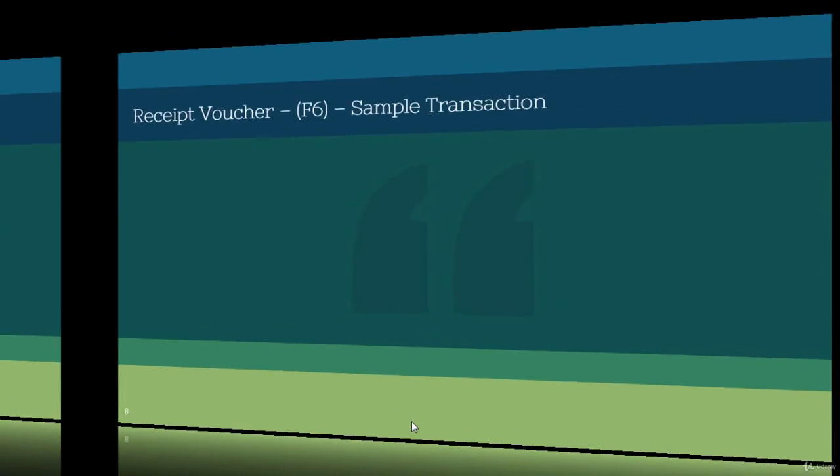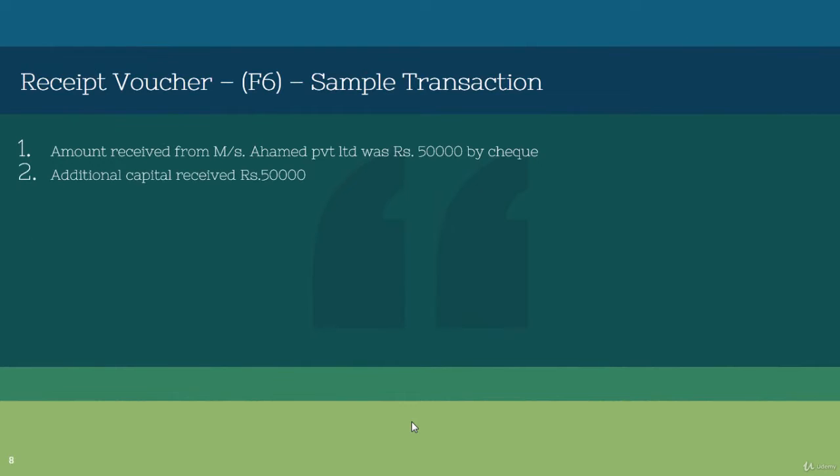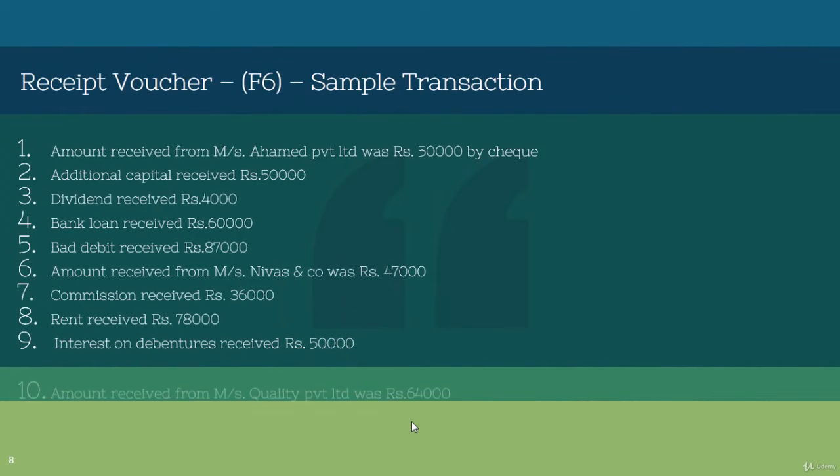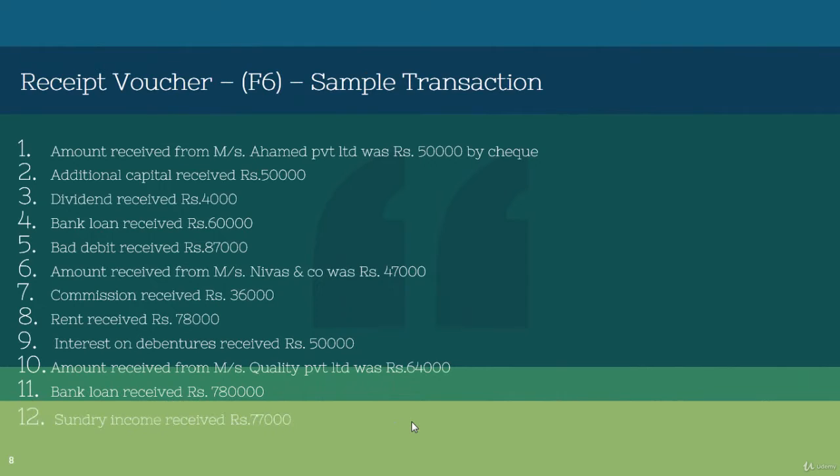Sample receipt voucher transactions: amount received from Ahmed Private Limited 50,000 by check, additional capital received 50,000. The first one is a check, the second one is cash. Dividend received 4,000, which means cash. Bank loan received 60,000 and bad debt received 87,000. Amount received from Nivas Co company 47,000, commission received 36,000, rent received 78,000, interest on debentures received 50,000.